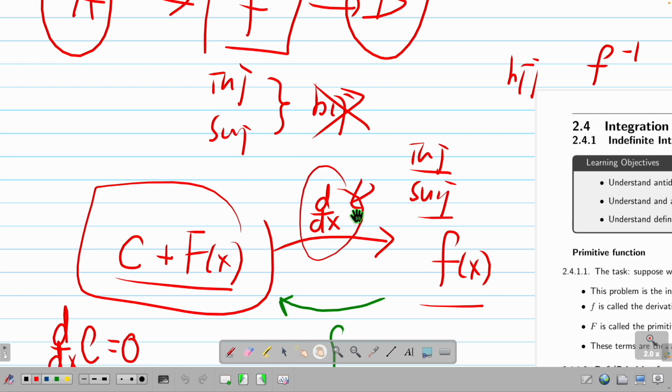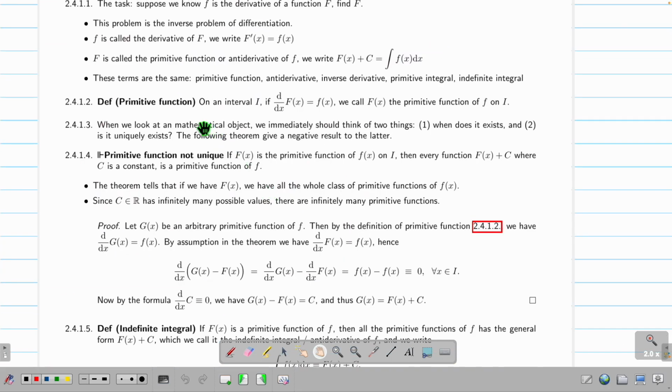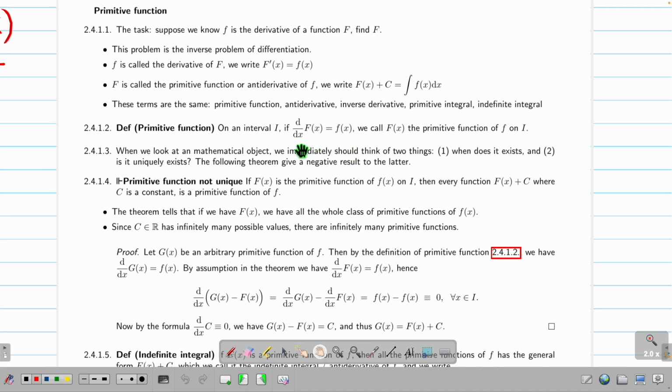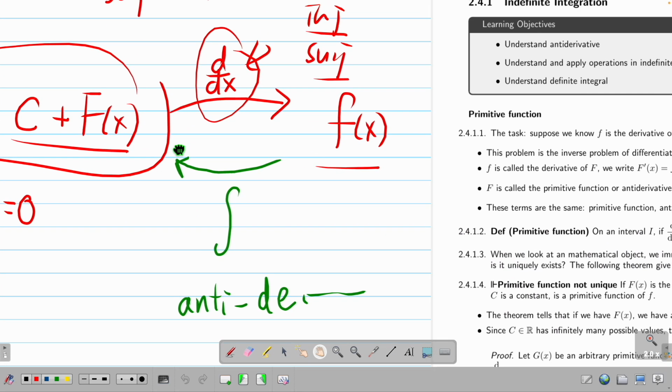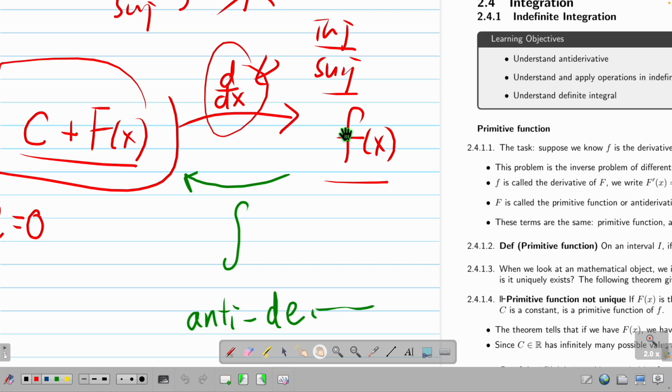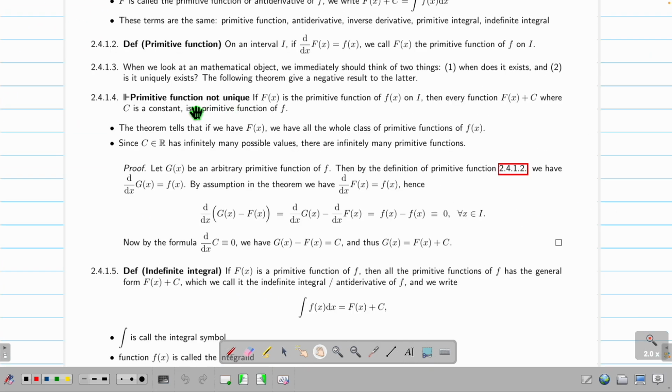And because it's not injective, there are multiple things here that give you this. So when you go back, you need to talk about all the things here. You cannot talk about just one thing. So definition, if I have a big F, I differentiate it, give me small f, the big F has a name called primitive function. Very naturally, we need to ask two questions. Does it exist? And is it unique? I just told you, this guy is not injective, so it's not unique. But does it exist? Later. So here's the thing, it's not unique.